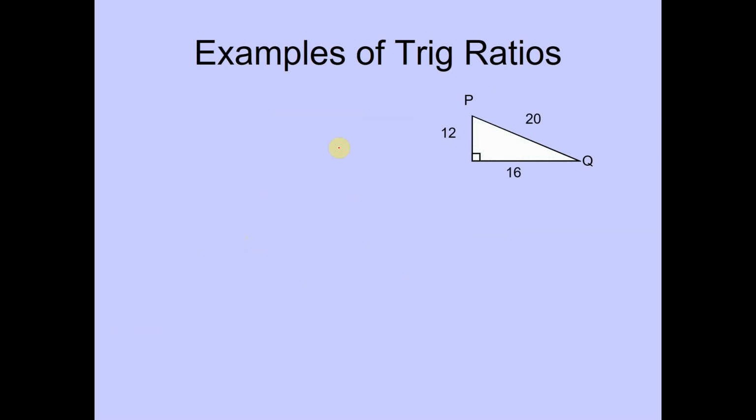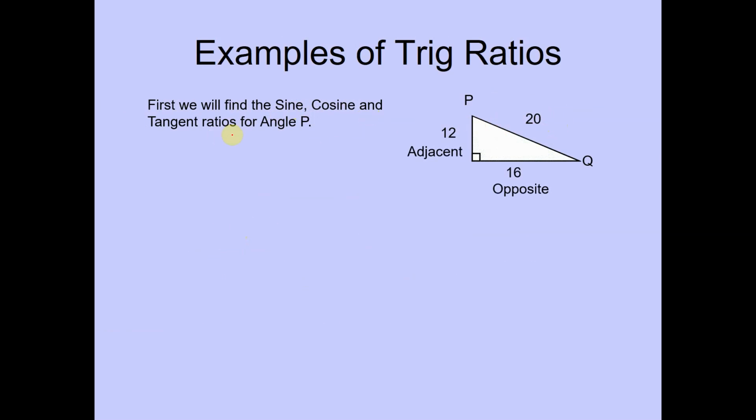Examples. Okay, I'll do some quick examples. First, we need to find sine, cosine, and tangent of angle P. Angle P is here. So that's the adjacent and that's the opposite. If we were doing angle Q, that would be the adjacent and that would be the opposite. But we're dealing with P.